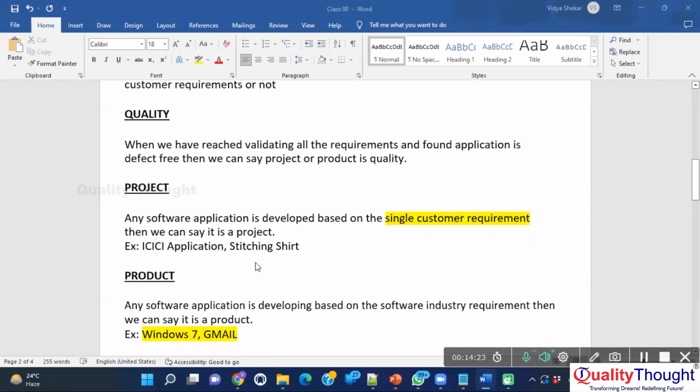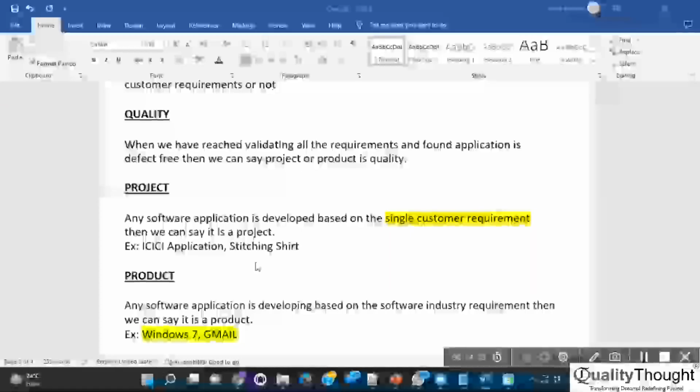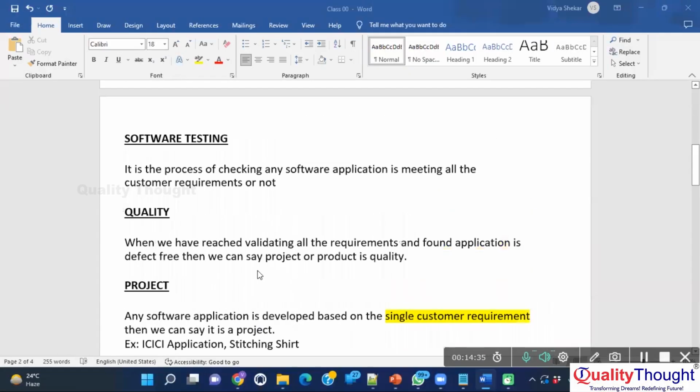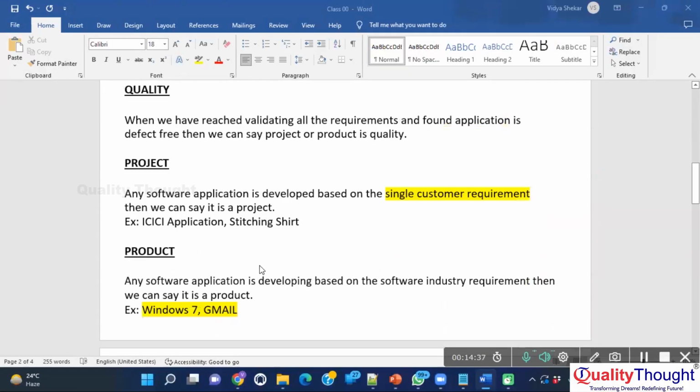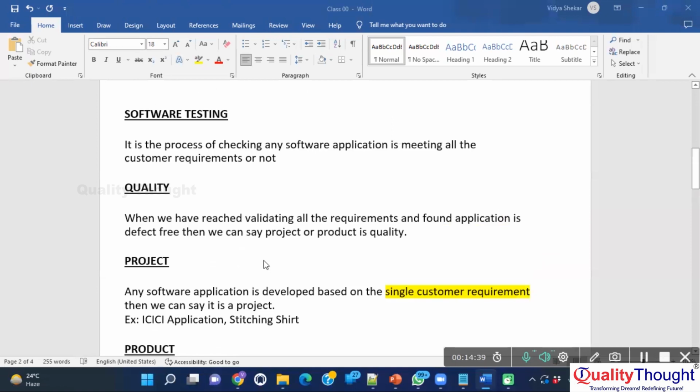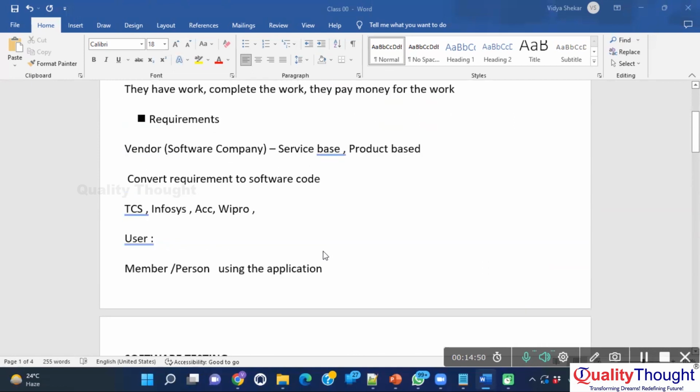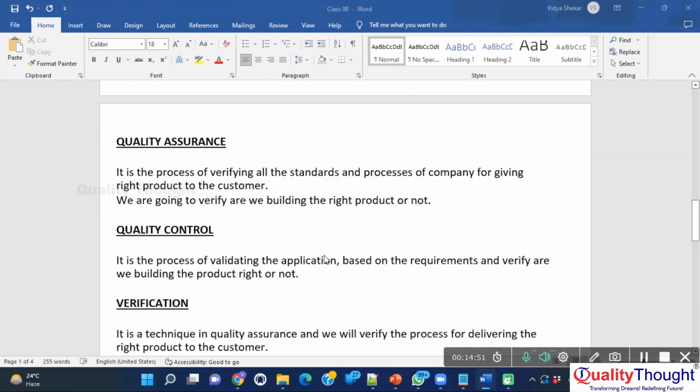Yes. Okay. So if you are developing an application for a single customer, then it is considered a project. But if you are developing for multiple customers, or there is no specific customer for it, then it is called a product. This is the main difference between a software project and a product. And why should you do testing? As a tester, you need to ensure that the vendor company is developing the application as per the requirements given by the client. That is your job.